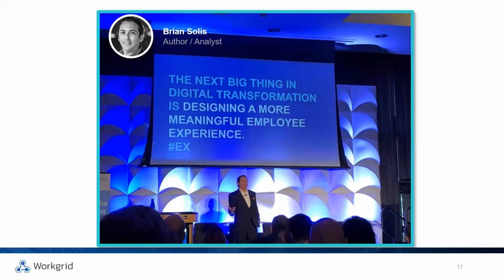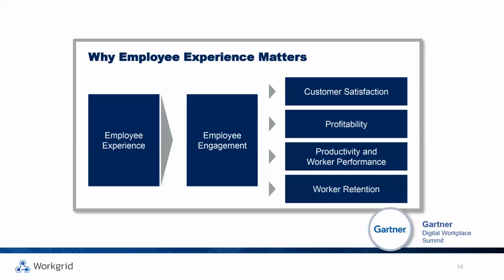A few quotes from some industry pundits. This is happening, right? It's not about whether it's going to happen. It is happening. Gartner's drawing a direct correlation between your employee experience and customer satisfaction, product profitability, the productivity and work performance, and then worker retention, right? In a time of epically low unemployment, now more than ever, it's critical to focus on your employees and make sure you're retaining that talent that's so expensive to find and so expensive to retain.